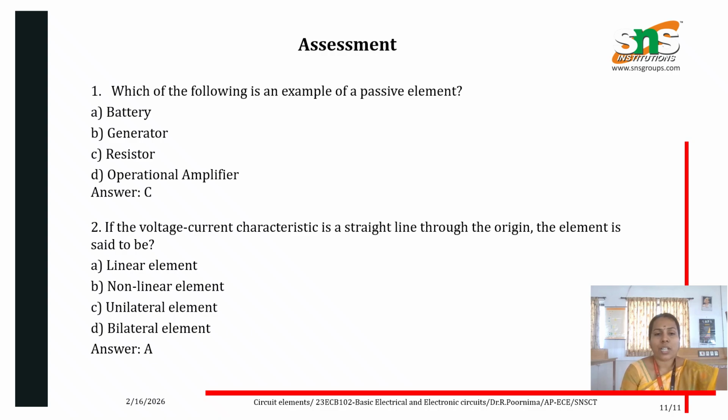If the voltage current characteristic is a straight line through the origin, the element is said to be: linear element, non-linear element, unilateral or bilateral element. The VI characteristic is a straight line in a linear element. So the answer is A.